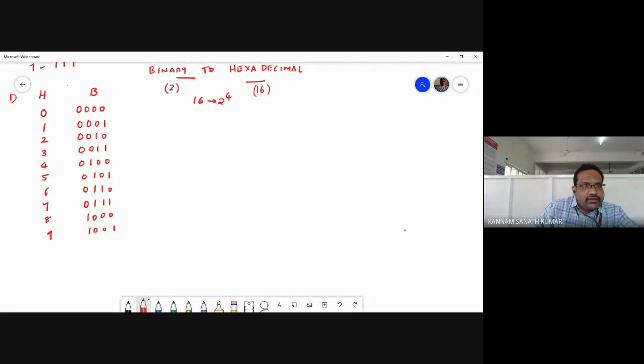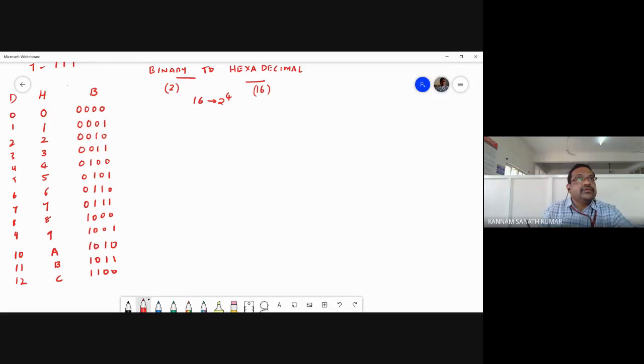Now if it is 10, for decimal we have 0 1 2 3 4 5 6 7 8 9. 10 in decimal is equal to A in hexadecimal. So this is nothing but 1010. 11 in decimal is B in hexadecimal, so 1011. You need to remember this. 12 in decimal is C in hexadecimal, so 1100.